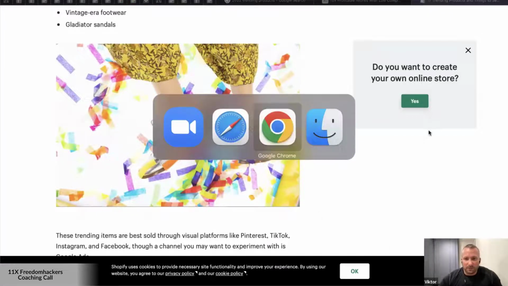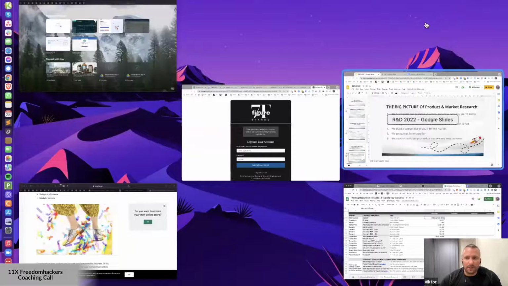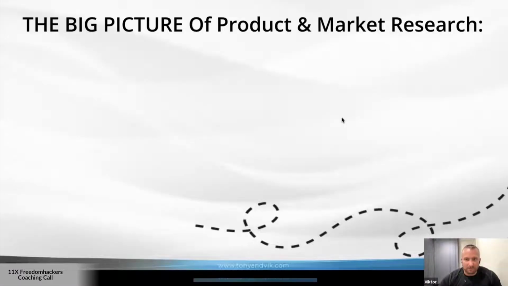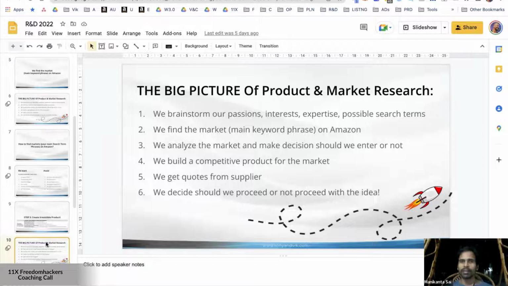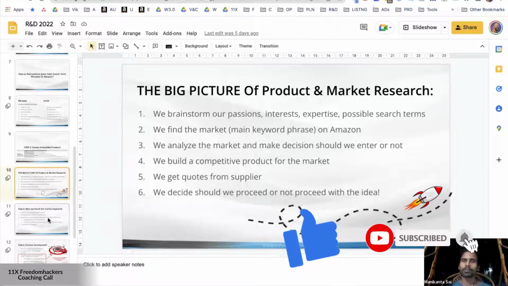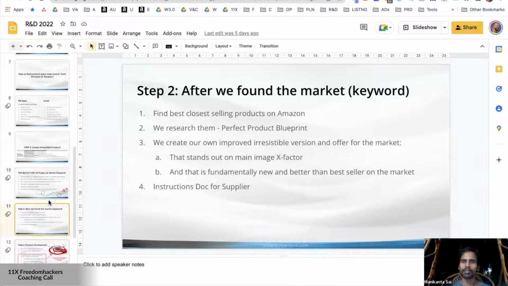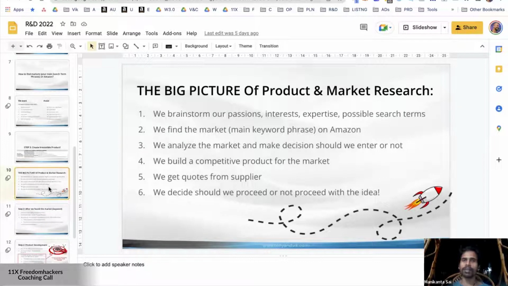So let's go here. So Victor, for trendy products, is there any risk of shorter life cycles because we don't know how long that trend will last or anything like that?